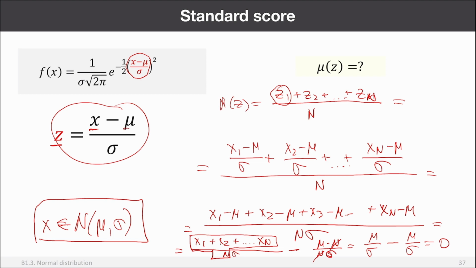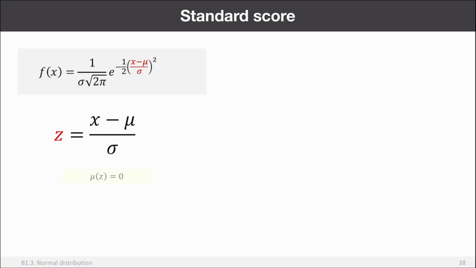Regardless of what mu you have, what sigma you have, what x you have, if you get from x to z by subtracting mu and dividing by sigma, you simply get values which always have 0 average. So now we know that the average of z is 0. What will be the standard deviation of z? Well, the same idea. Let's compute it.